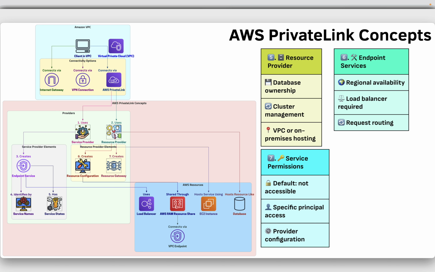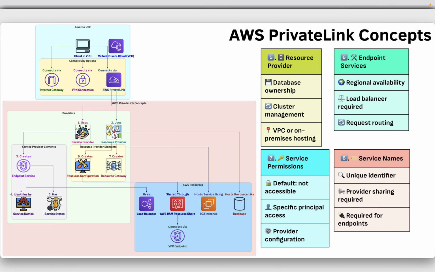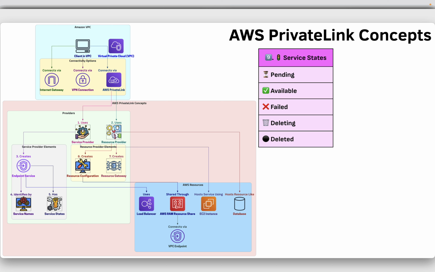Service permissions. By default, an endpoint service is not accessible to consumers. The service provider must set permissions which allow specific AWS principals to connect to their endpoint service. Service names. Each endpoint service has a unique service name. Service consumers must know and specify this name when creating a VPC endpoint. Service providers are responsible for sharing these service names.